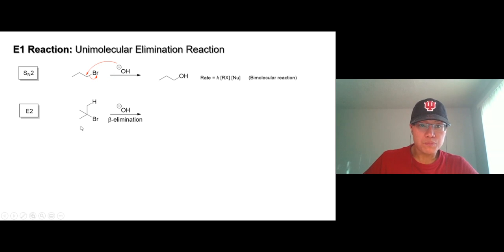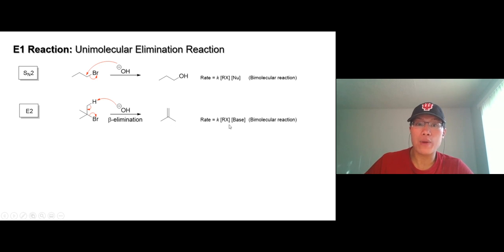Now in E2, the alkyl halide is bulky, sterically hindered, and blocks an SN2 reaction. So hydroxide cannot do an SN2, and it says, well, never mind, let's do E2 instead. In this case, you're gonna get an elimination product, and the rate law is still the same. It's a bimolecular reaction. There's only one step.